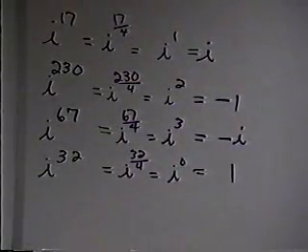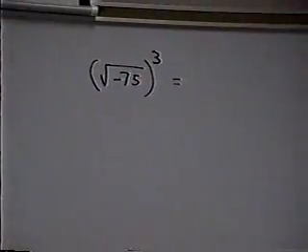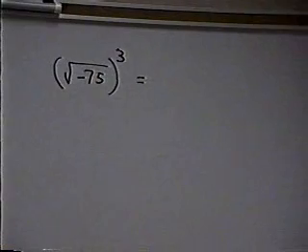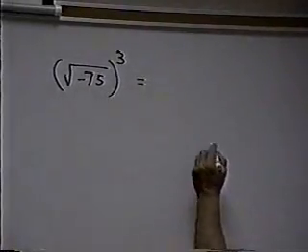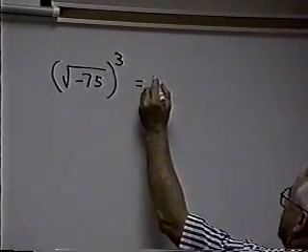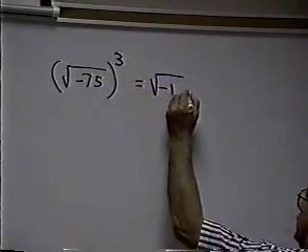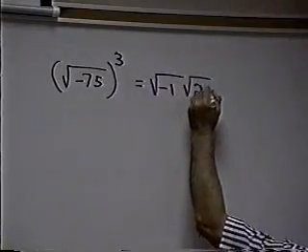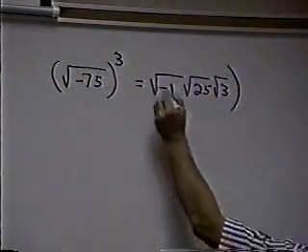All right, let's use this now to work a problem. Let's say that we have the number, the square root of minus 75, all cubed. Well, let's see, what could we do here? One thing we could do is we could say, all right, that's minus 1, square root of 25, and the square root of 3. It's all cubed.